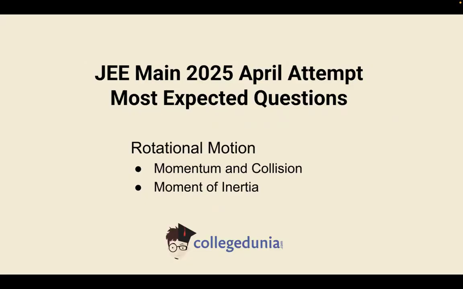Now another important topic is rotational motion. So students generally fear the most from this rotational motion topic. But if you master these two topics mentioned, that are momentum and collision and moment of inertia, then you will be easily able to score good. Let's see the questions.